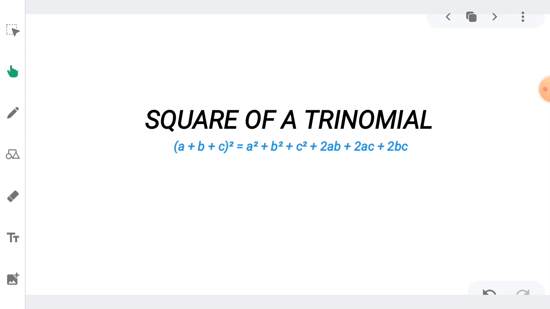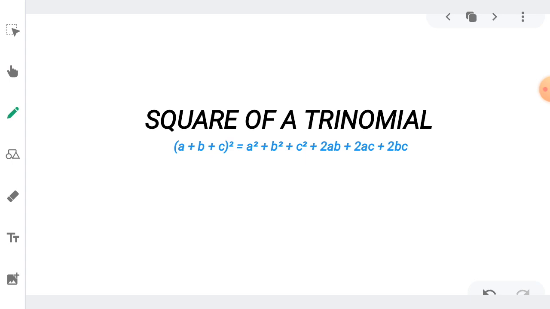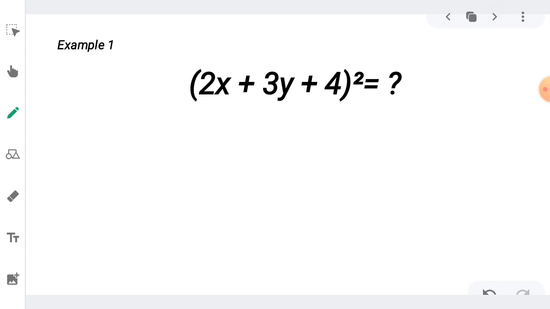So, proceed to example number 1. 2x plus 3y plus 4 squared. Again, as we notice, the first step is squaring the first term, second term, and third term, or the last term. So, square the 2x. 2x squared. So, 2 times 2 is 4. x times x is x squared.